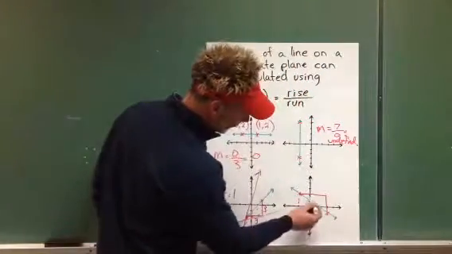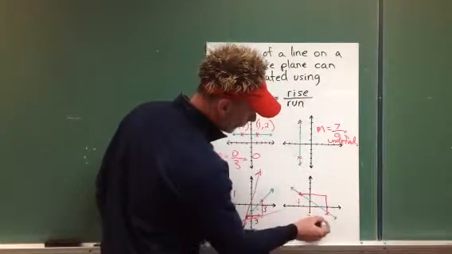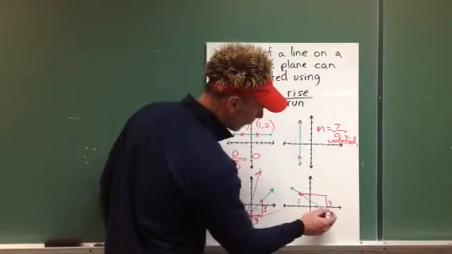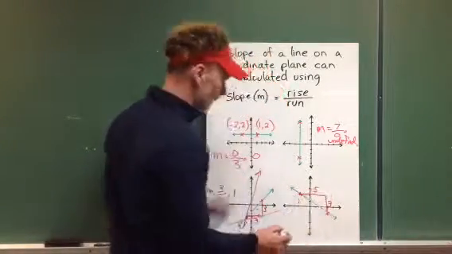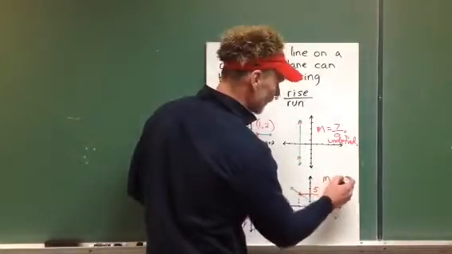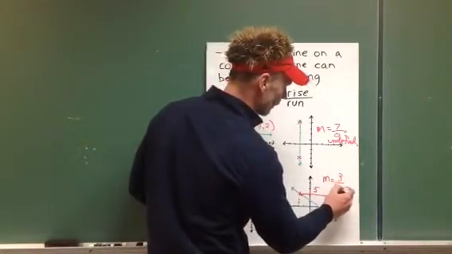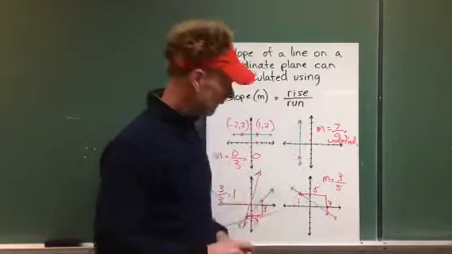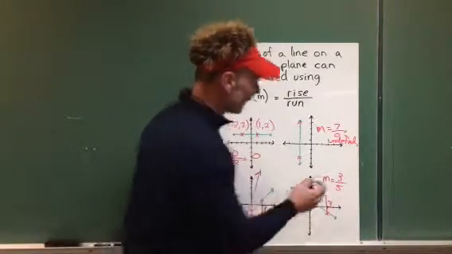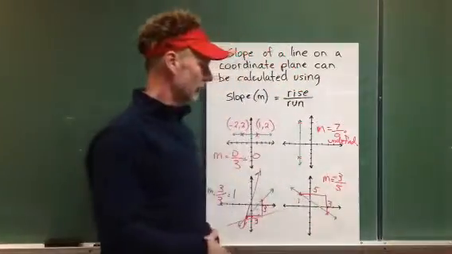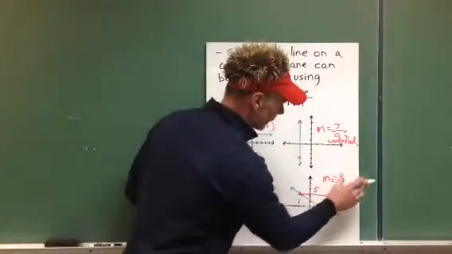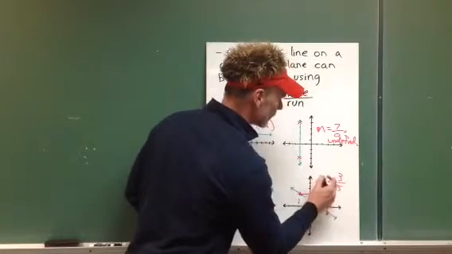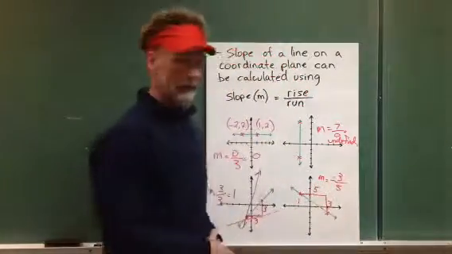The rise difference here is 1, 2, 3, and the run is 1, 2, 3, 4, 5. Okay, so the slope is 3 over 5. In other words, it's not as steep. Oh, and keep in mind, it's downhill, so it's negative 3 over 5, or put the negative in front. Slope is negative 3 over 5.